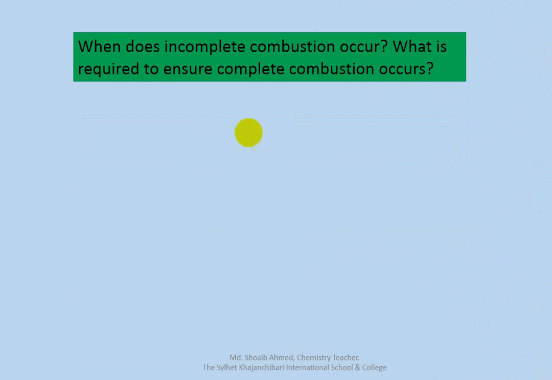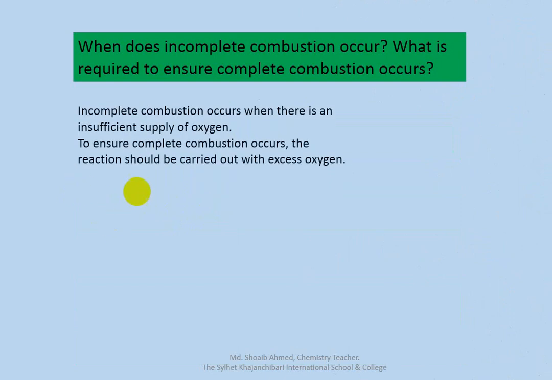Okay, why does incomplete combustion occur? And what is required to ensure complete combustion? Lack of oxygen. Okay, incomplete combustion occurs when there is an insufficient supply of oxygen. What is required to ensure complete combustion occurs? To ensure complete combustion, the reaction should be carried out with excess oxygen.